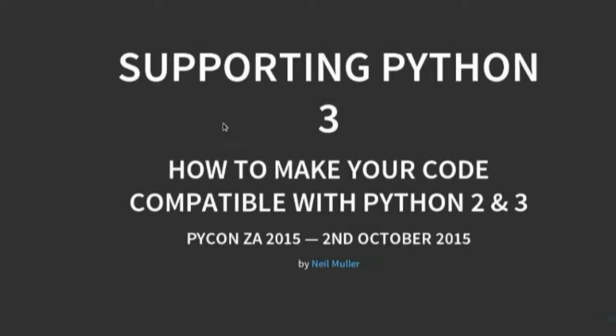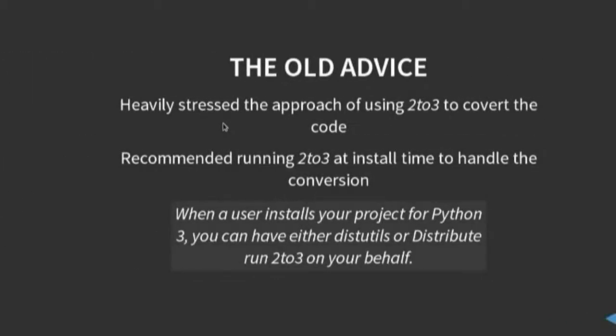So for people who've been around the Python 3 world, you'll recognize this advice. It was in the 3.2 docs, it was in the 3.3 docs, that the recommended way of supporting Python 3 was you ran 2to3 to convert your code, and you did this at install time for everyone who was using your package on Python 3.